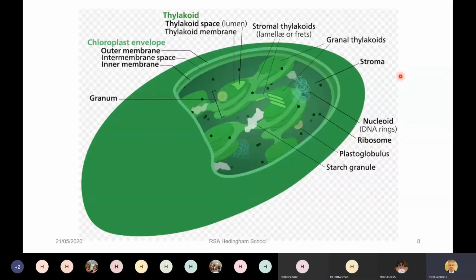There's just one more here. I thought this one was useful because it also shows starch granules. Some of the glucose made by photosynthesis will be turned into starch, and you will find starch granules inside the chloroplast. I don't think there's anything particularly of interest there. Plastoglobulus, I had to look that up. It just means a large molecule, so you don't need to know that.